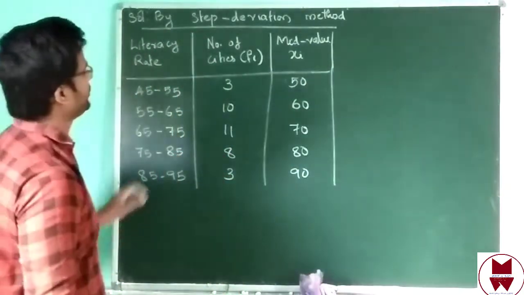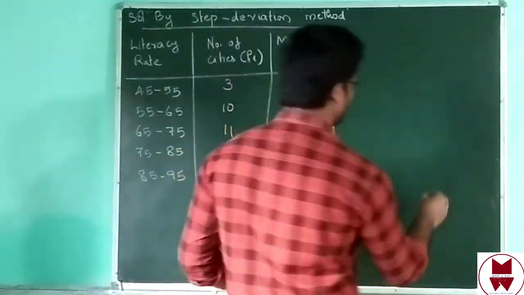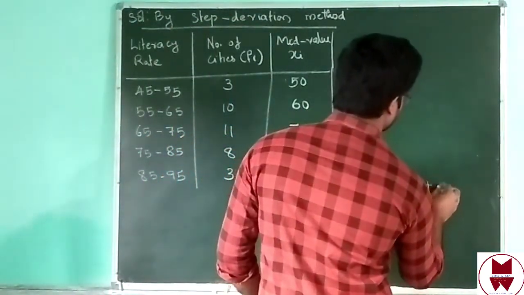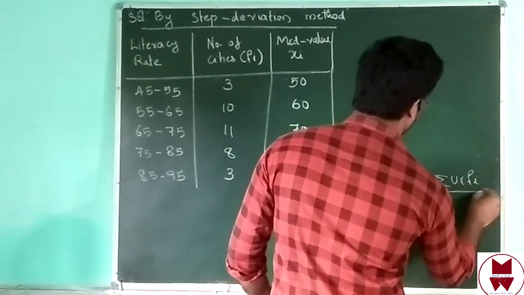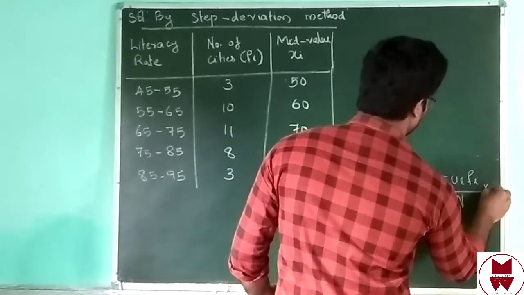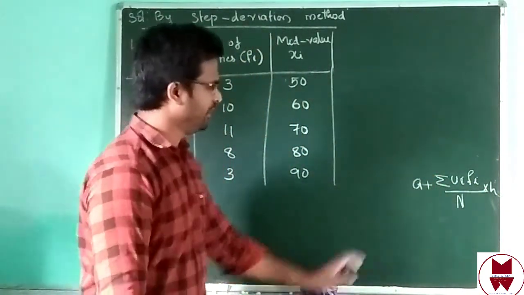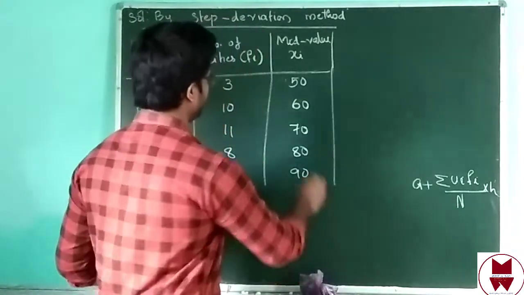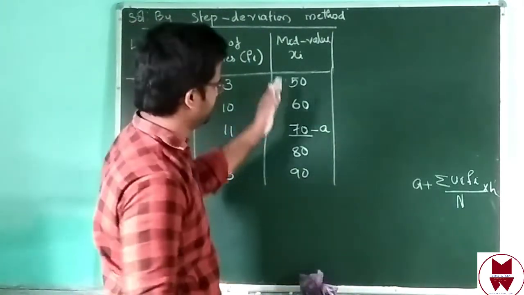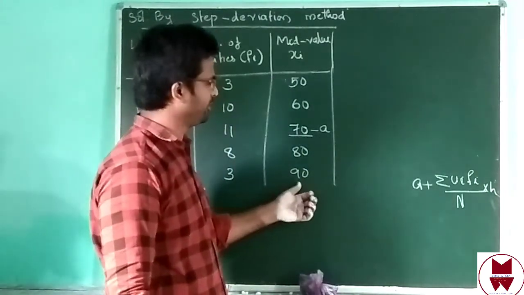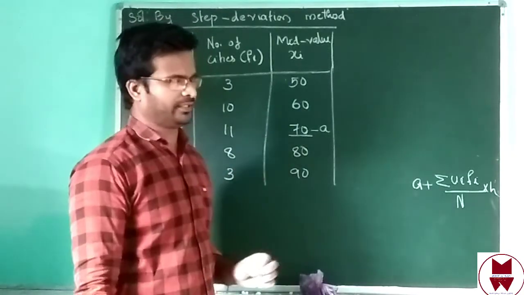Now I am going to use the step deviation method. What is the step deviation method formula? A plus sum of ui fi divided by n into h. This is the step deviation method formula. We need one a, the assumed mean. We can take any number. I am going to take 70. You can take 90 also, 50 also, any number. Take a middle number, that is better.